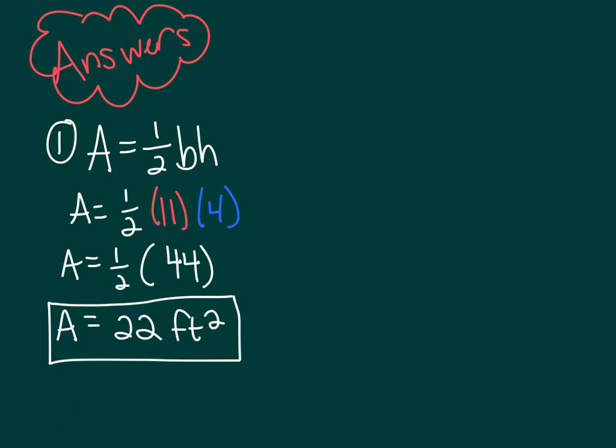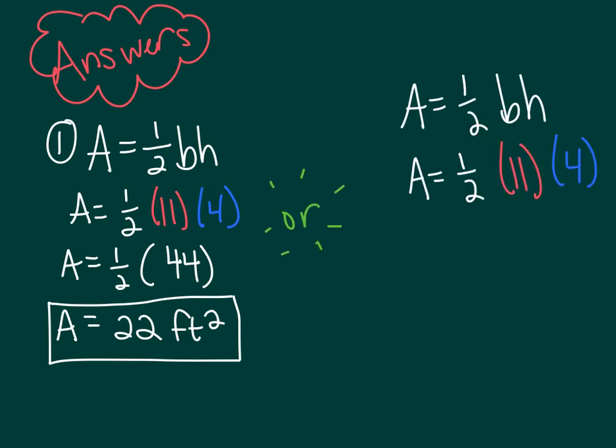So area is equal to 1/2 times 11 times 4. And one way we said you could do that would be to multiply your base times height first, which would give us 44, and then to take half of that product, and half of 44 would be 22 feet squared. So there's one way to get your answer.